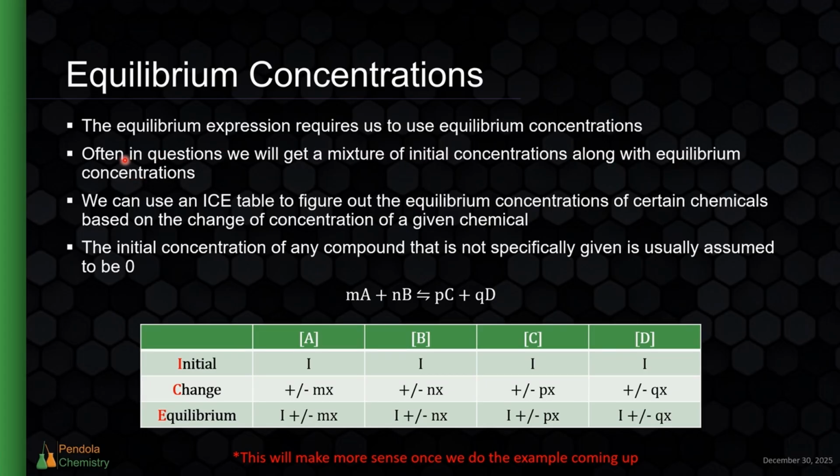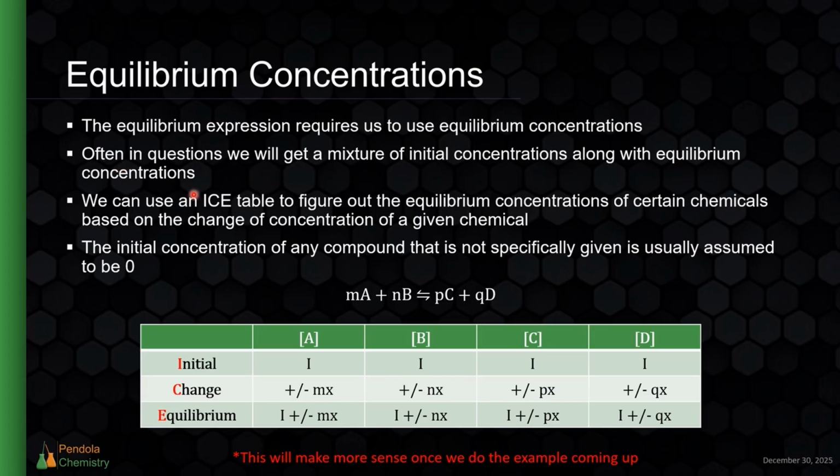So oftentimes with these type of questions on this exam, we will be given initial concentrations along with equilibrium concentrations. We'll be given a mixture of them. And in order to figure out what the equilibrium concentrations are once the equilibrium has been reached, we need to do what is called an ICE table.